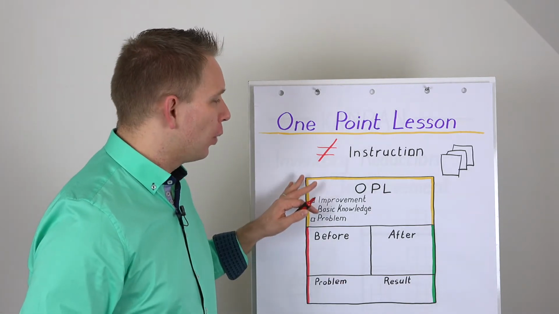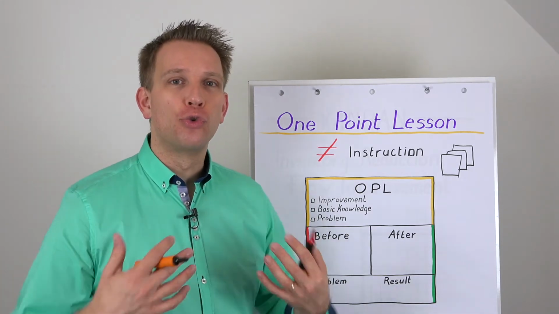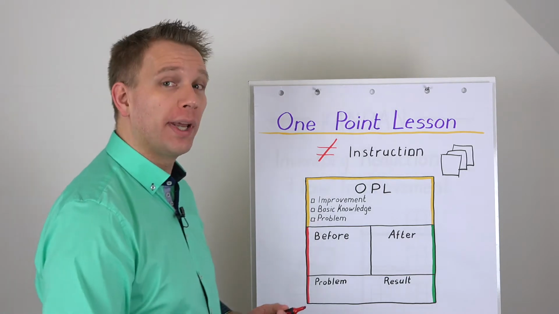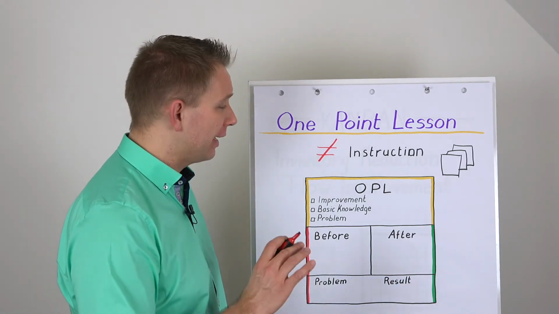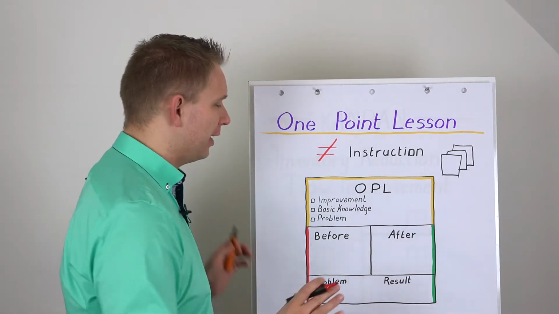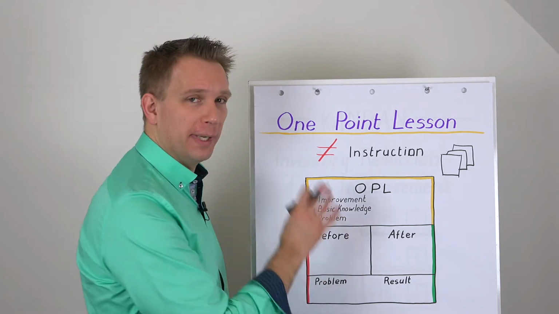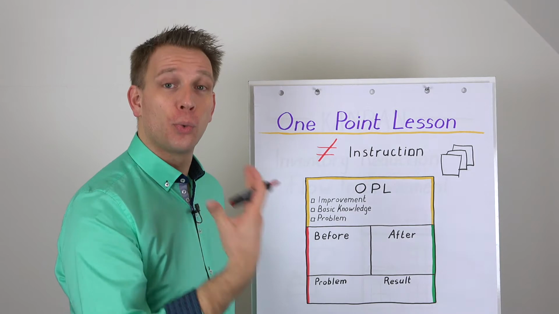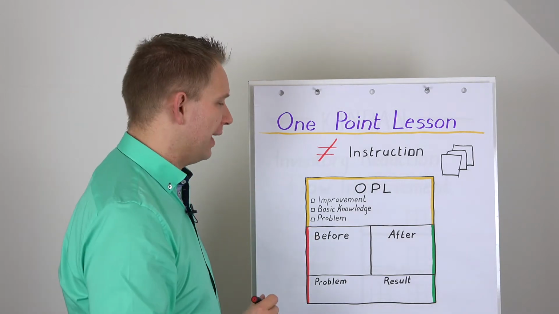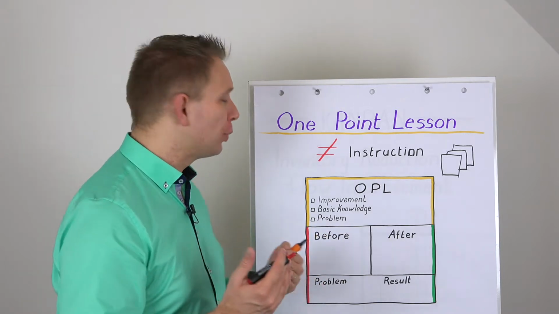Now, the 1-point lesson communicates change. It is basically something to draw attention. And what I like is that there are 3 basic types of 1-point lessons, and several templates actually have these 3 types. They have improvement, basic knowledge, or problem. And this is a choice. So which of these things are you trying to do when you write your current 1-point lesson? So let's go over them and you will see how to use them to communicate something.